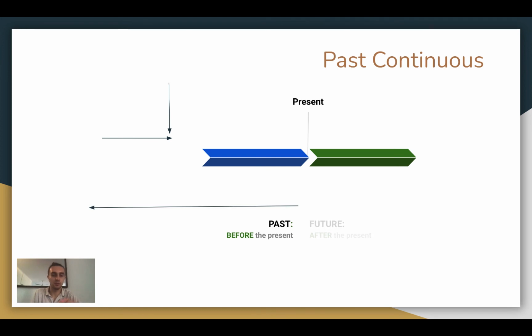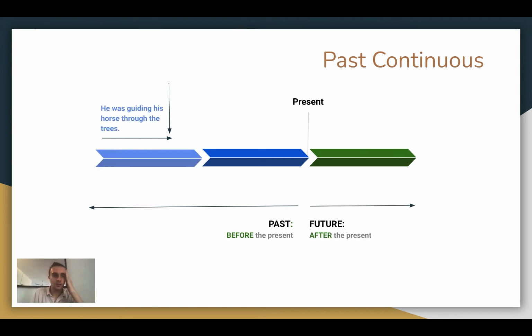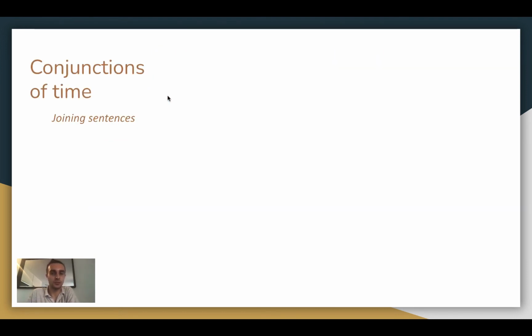So we have the past, which is before, and the future is after the present. Let's say in the past, he was guiding his horse through the trees. So he was doing this continuously. And then he heard the voice of a young boy. So the past continuous usually is used to describe a setting or something that can happen for a longer period of time. And then it's interrupted by something that happens, like he heard the voice of a young boy, something quick or sudden, something that can be fast, like lightning struck or something like that. So past continuous is something that we were doing when something else happens.